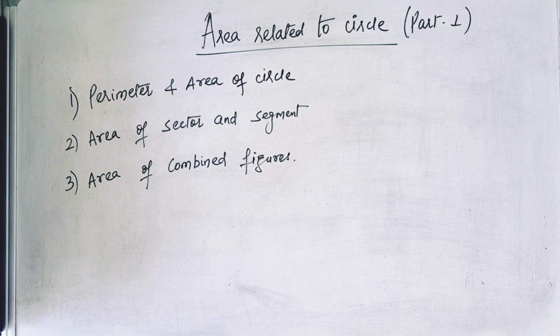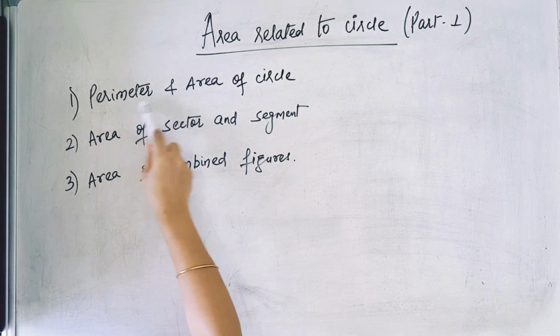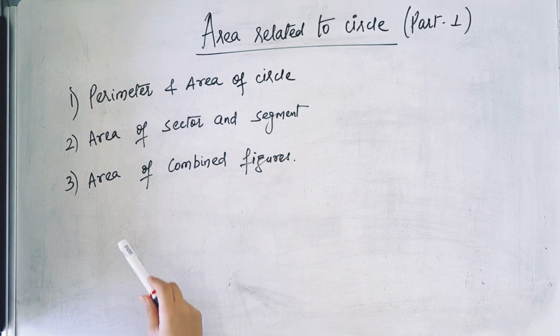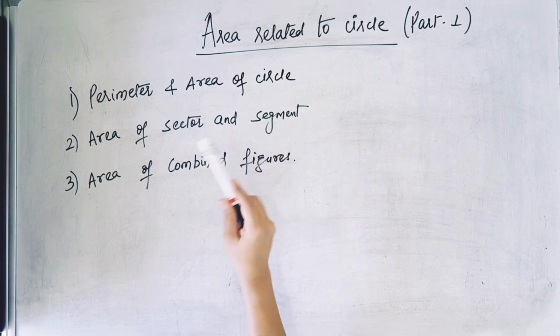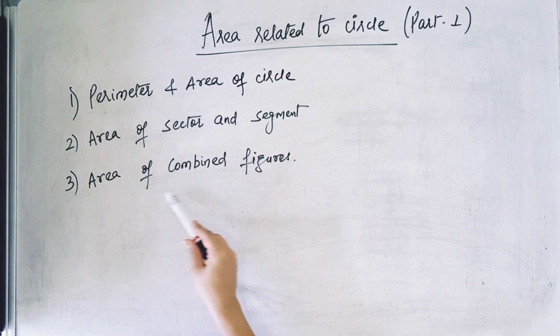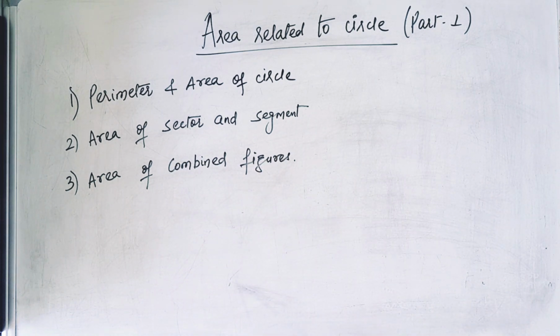So today we are going to start a chapter that is area related to circle. In this chapter we have to study three concepts. The one is perimeter and area of a circle. Second concept is area of sector and segment. And the third one is area of combined figures.